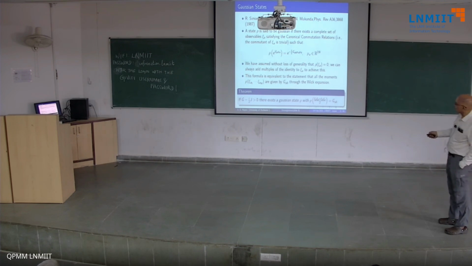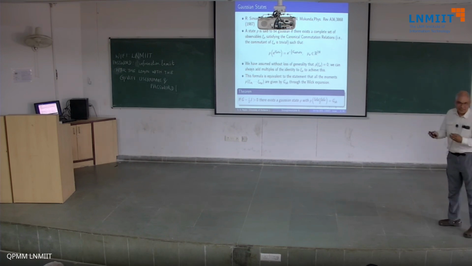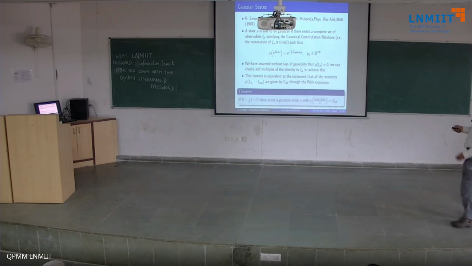So what's a Gaussian state? It is what you would expect it to be. The expectation value of the exponential of a linear combination must be a Gaussian. So this basically says that all the higher order correlations are given by the correlation matrix through the Wick expansion. That is what a Gaussian is. So if that is satisfied, you say the rho is a Gaussian state for this particular choice of observables C. They must satisfy canonical commutation relations. So that's what a Gaussian state is.